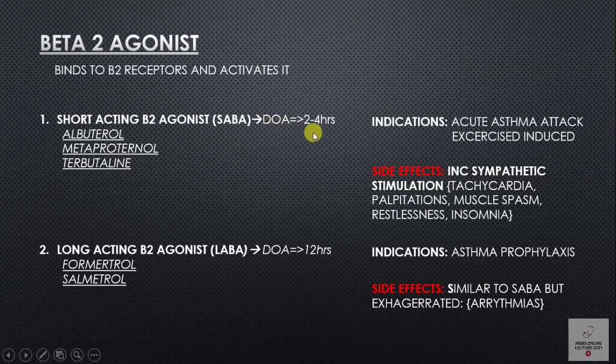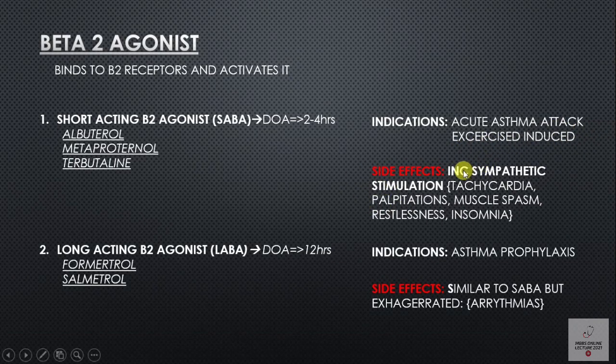Duration of action is 2 to 4 hours, which include albuterol, metaproterenol, and terbutaline. While long-acting beta-2 agonists, or LABAs, have a duration of action of greater than 12 hours, which include formoterol or salmeterol. Indications for the SABA include acute asthma attack as well as exercise-induced asthma.